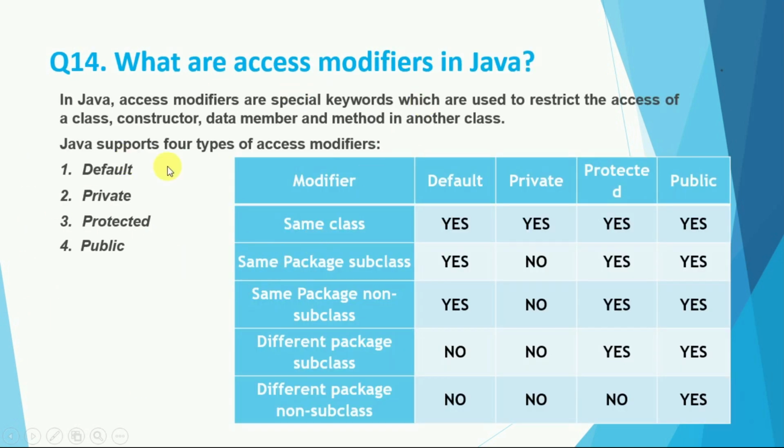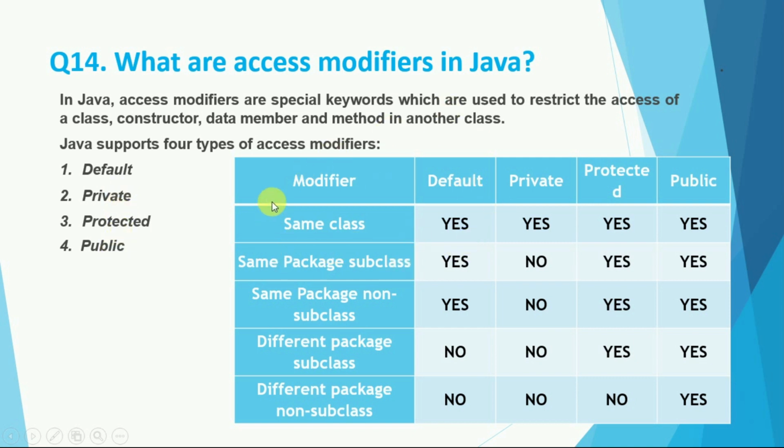Next is, what are the different access modifiers in Java and what is the difference between all access modifiers in Java? You already know what an access modifier is. Access modifiers are special keywords which are used to restrict the access of a class, constructor, data member and method in another class. If you want to provide any restriction to the access of a class, constructor, data member or method, we can use different access modifiers. There are basically 4 types of access modifiers: default, private, protected and public.